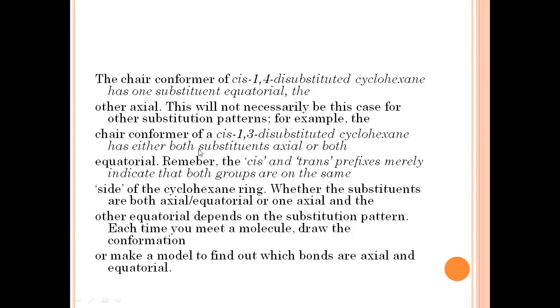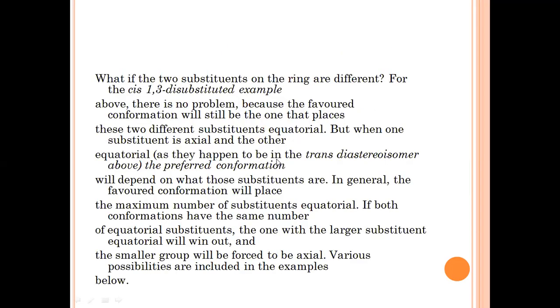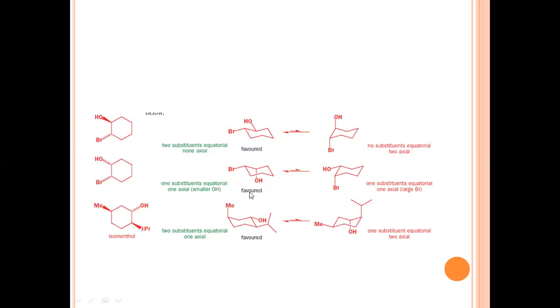Now, in the chair conformation of the cis 1,4-substituted cyclohexane, one substituent is equatorial and the other is axial. For 1,3-disubstituted cyclohexanes, there is no problem, because the favored conformation will still be the one that places the two different substituents favorably. In this case also, the trans diastereomer is the preferred conformation over the cis conformation.